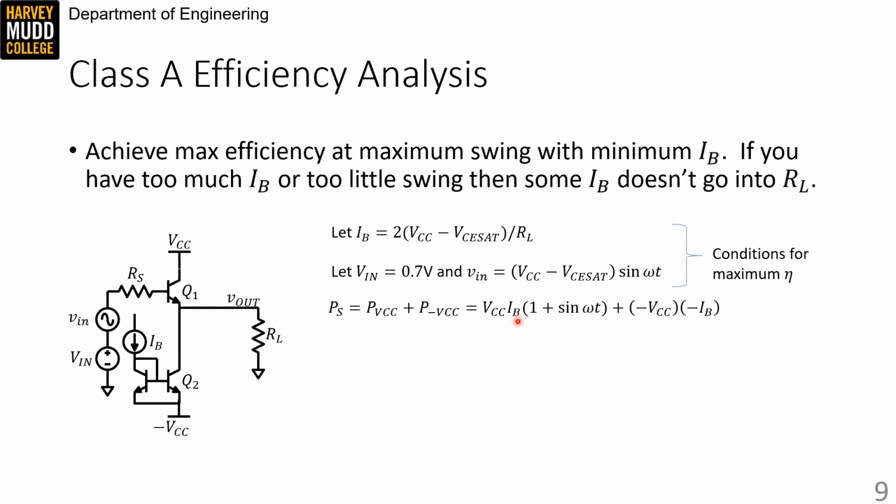I've chosen to, instead of writing VCC minus VCE sat over RL, write IB for reasons that'll become clearer as we go through the analysis. So time averaging this, we find that our power pulled from the supply is 2 times VCC times IB. And that makes sense because on average IB is flowing from plus VCC to minus VCC. So 2 VCC is the change in voltage, IB is the current.